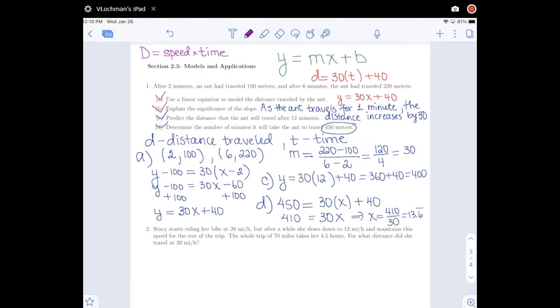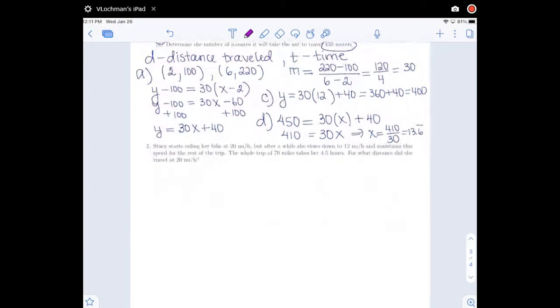Okay, and that's actually what we're going to use in the next problem. So that will come in handy. Speed times time. All right. Anything else you guys would like to discuss before we take a look at that next problem? All good? Okay, then let's go ahead and take a look at this problem.